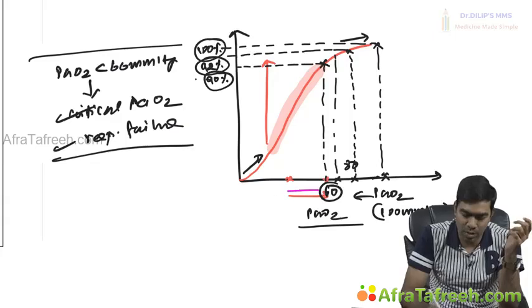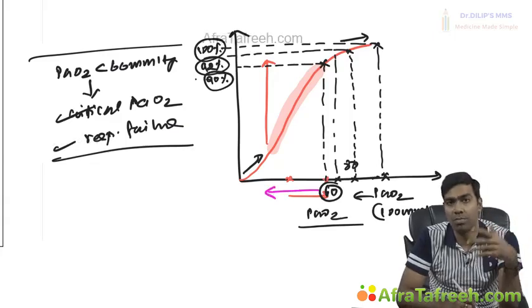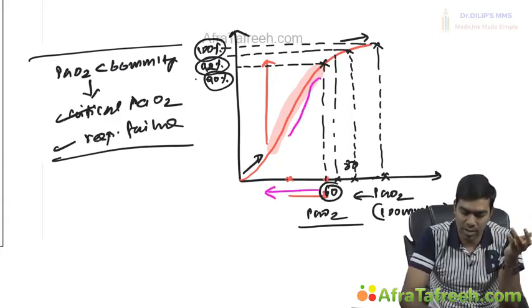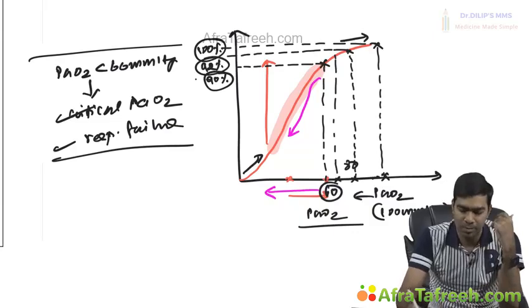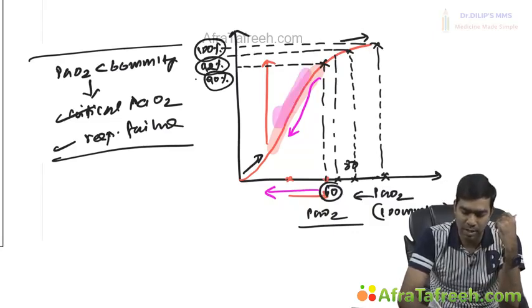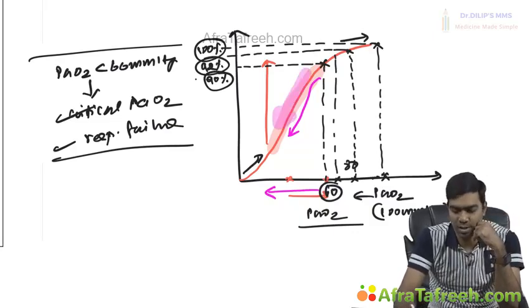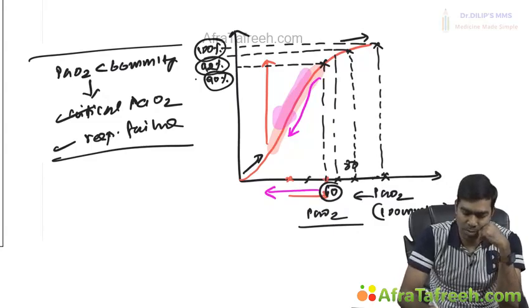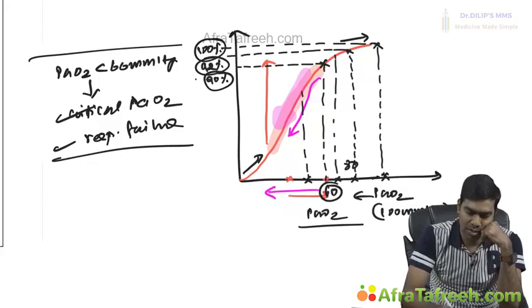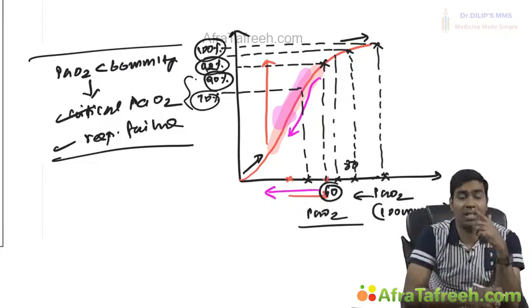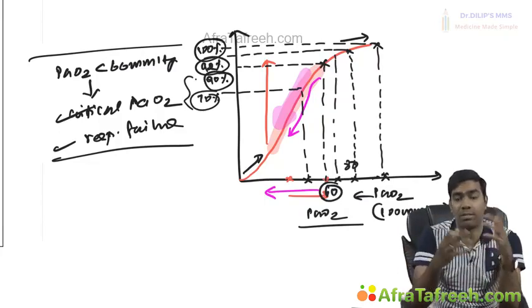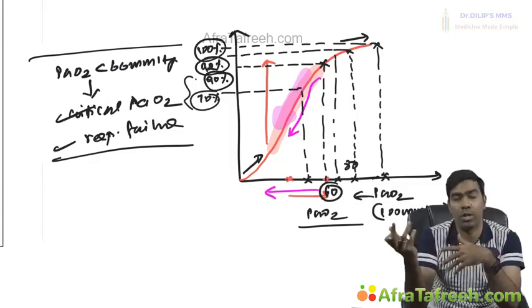But the moment your PaO2 drops below 60, you're entering the steep part of the curve, isn't it? The moment you enter the steep part of the curve, your saturation is going to decline much faster. For example, the moment you come to 50, you can see the saturation drops to maybe 70%. There is a 20% drop in the saturation because you are entering the steep part of the curve, the part of the curve where the change is going to be the maximum.